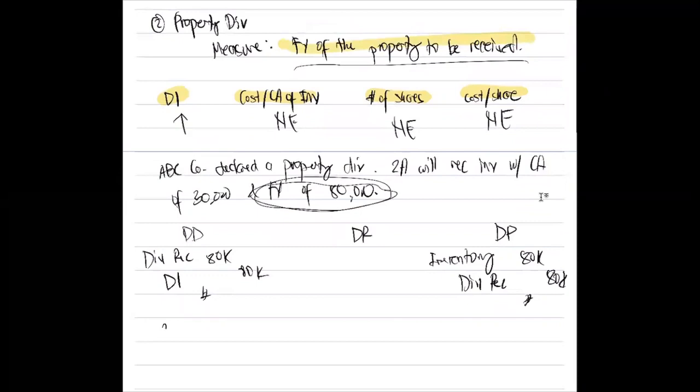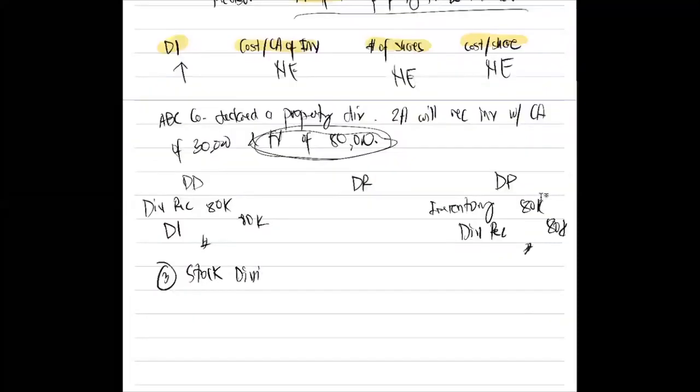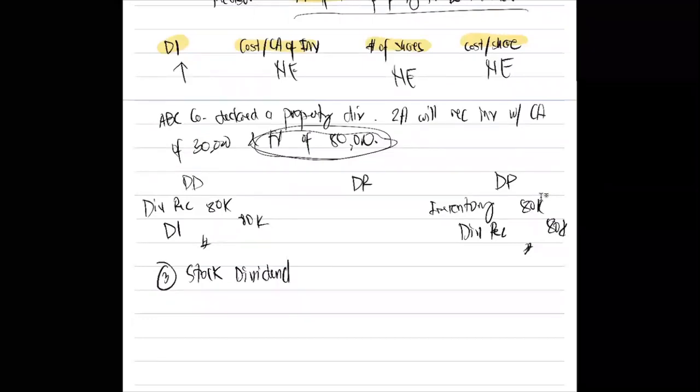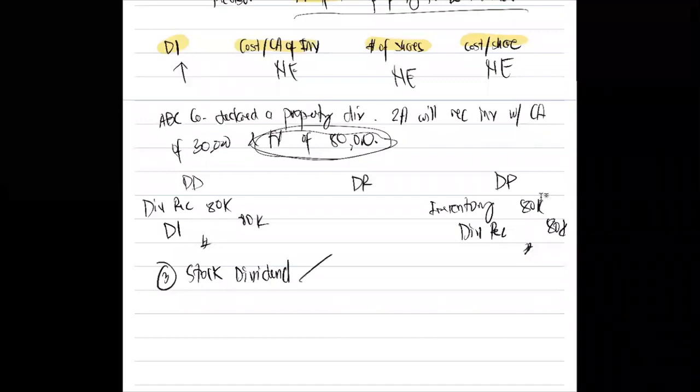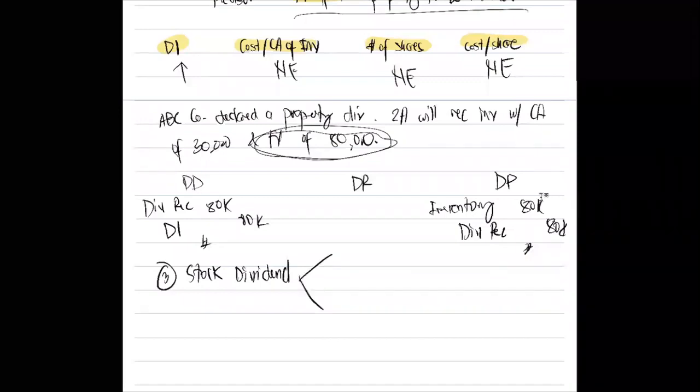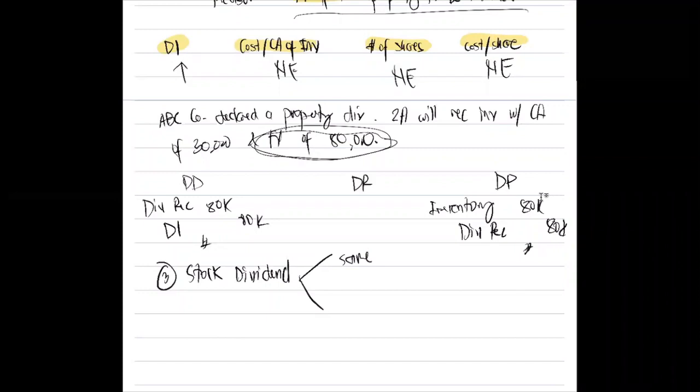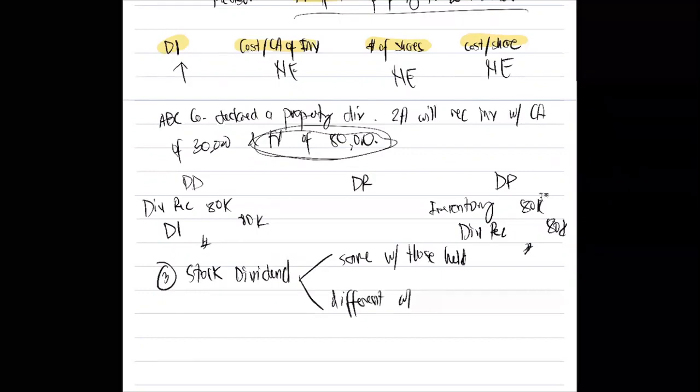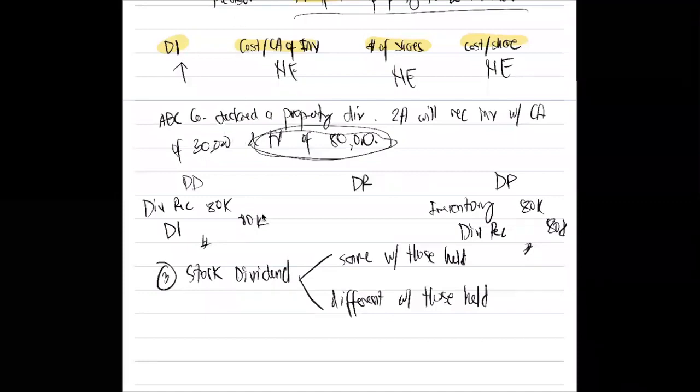Next type of dividend is known as your stock dividend. Under your stock dividend, we compare whether the stock dividend is the same with those held or different with those held. So what is a stock dividend? A stock dividend is a type of dividend in which you will receive shares of stock.